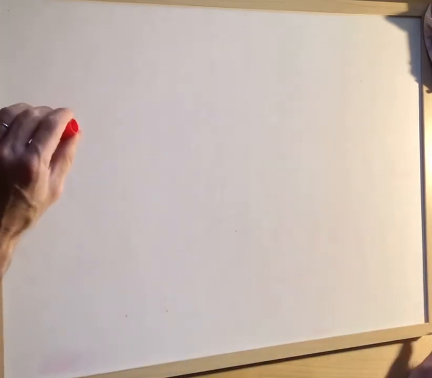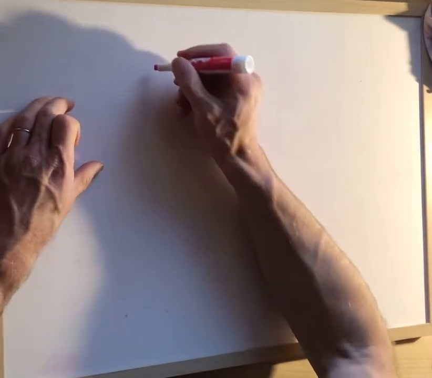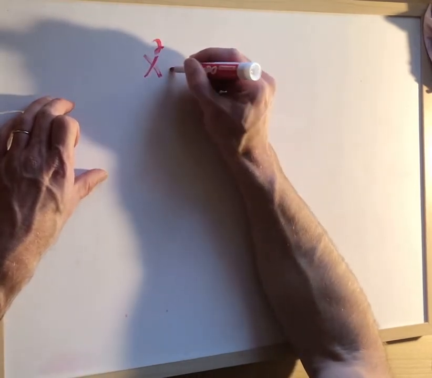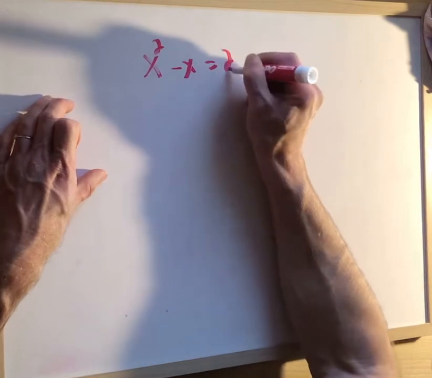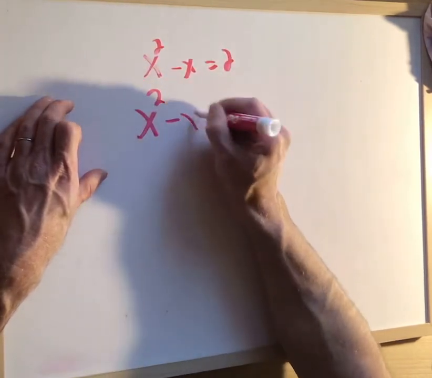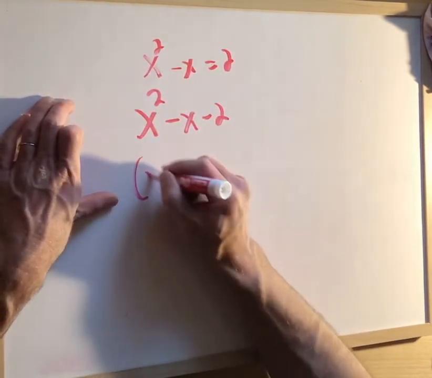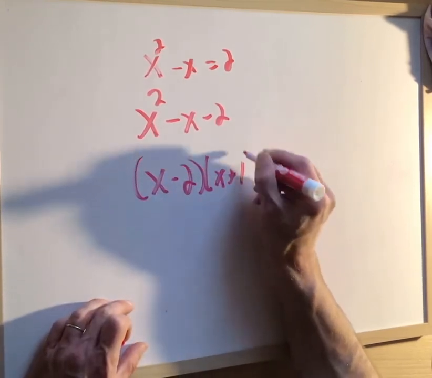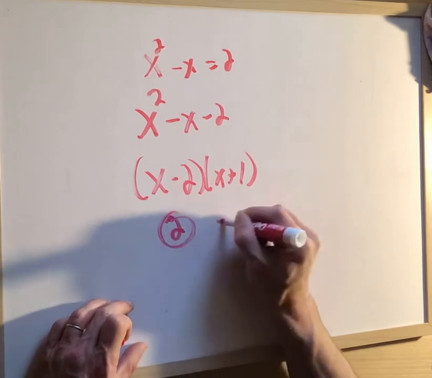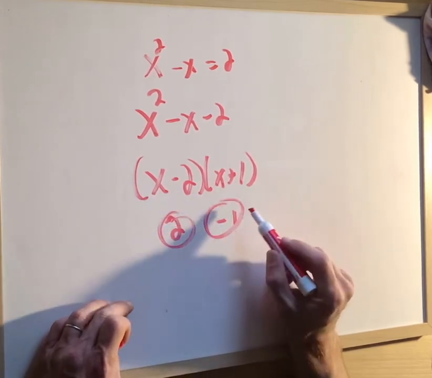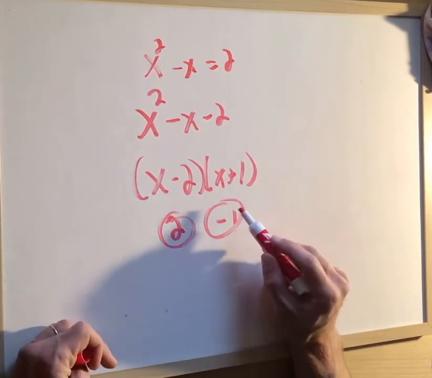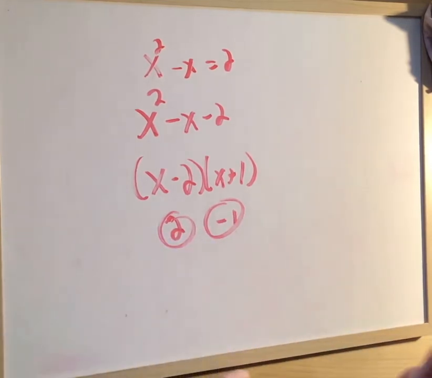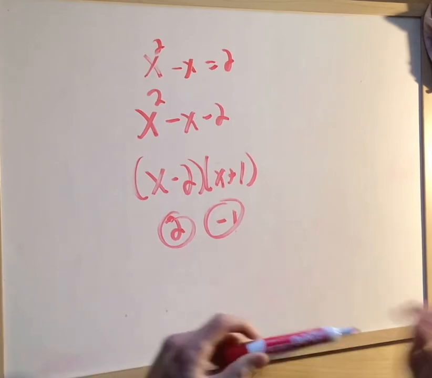Okay, for number 16, all you're doing is cross multiplying. You're going to get x squared minus x equals 2. You're going to move this over: x squared minus x minus 2. You're going to factor: x minus 2 times x plus 1, to get answers of positive 2 and negative 1. So it looks like your answer is C. Super straightforward for 16.